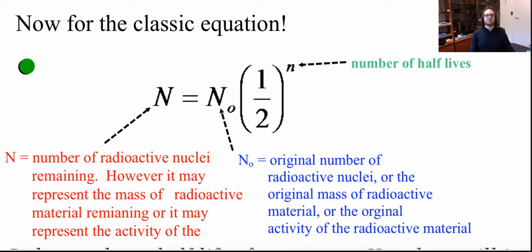Now sometimes you'll even see this equation written differently, where instead of an n up here, you'll have a t, and you'll have a t 1/2. This represents the amount of time, and this is the time of a half-life. So you may see this equation written like that as well, which we'll get into later with some examples.